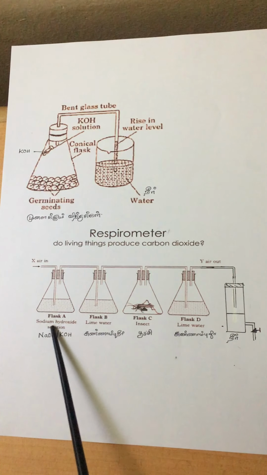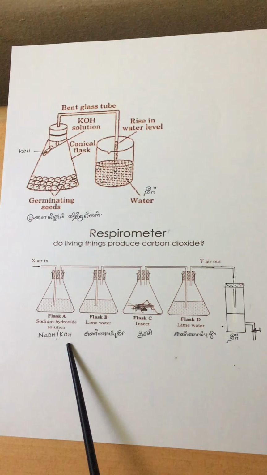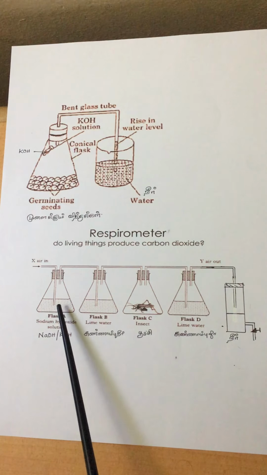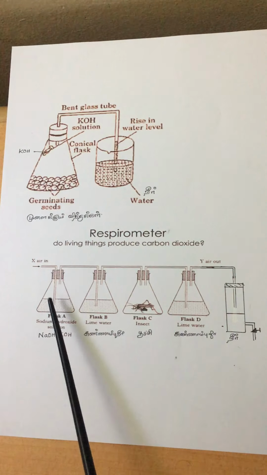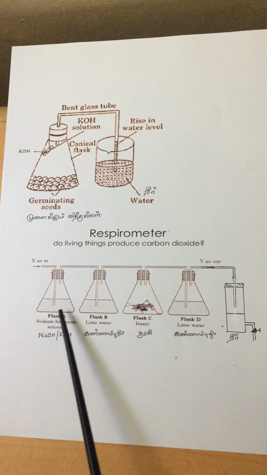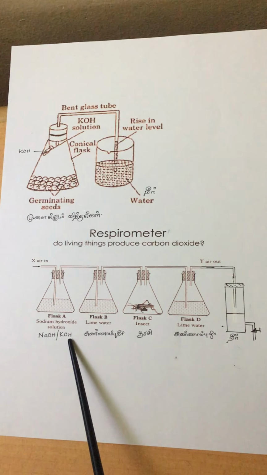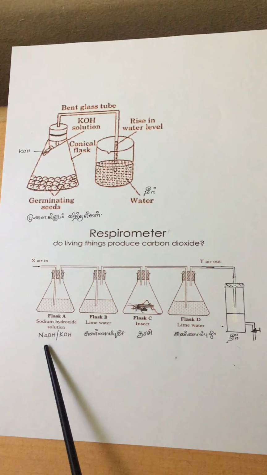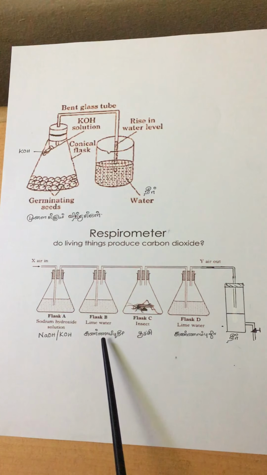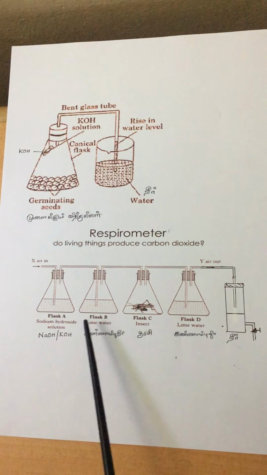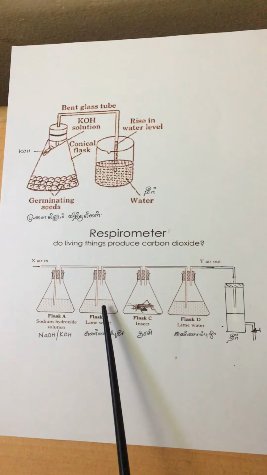In the first flask, flask A, sodium hydroxide or potassium hydroxide can be taken. Potassium hydroxide can absorb CO2 in air. So if CO2 is present in air, that CO2 can be absorbed by potassium hydroxide or sodium hydroxide. Lime water we are using for identifying CO2. Lime water is colorless. When CO2 is added, it becomes milky.